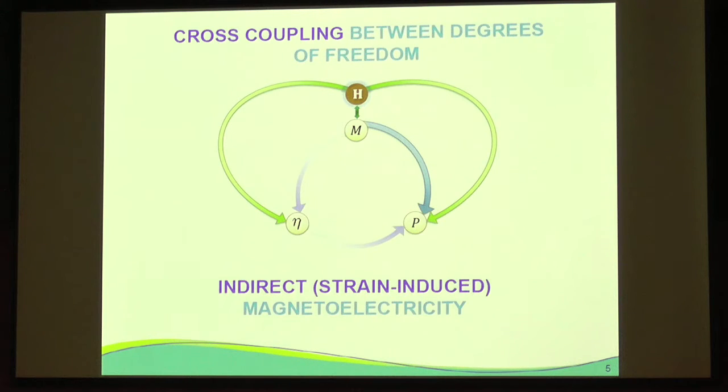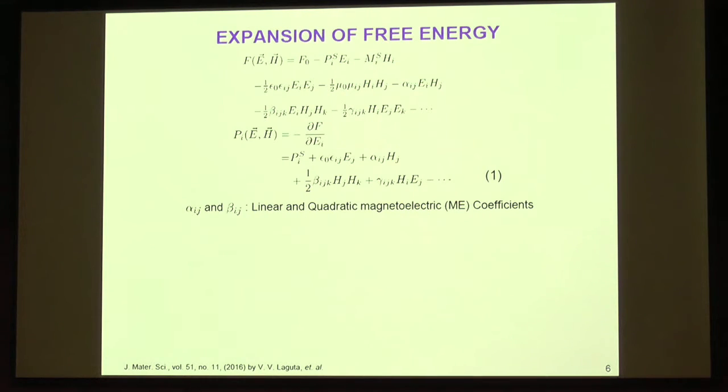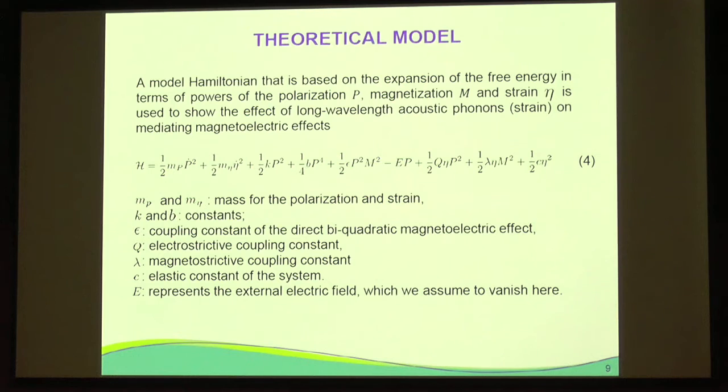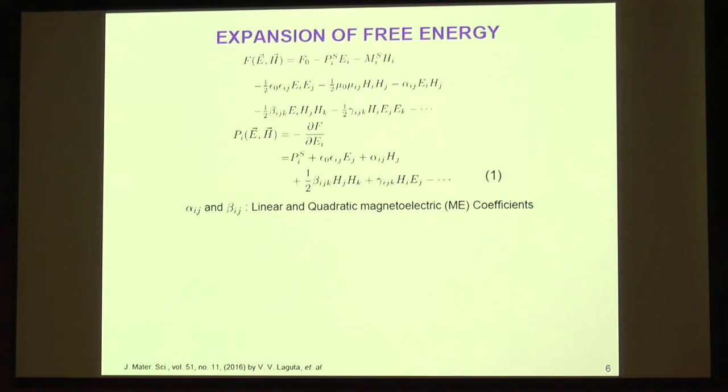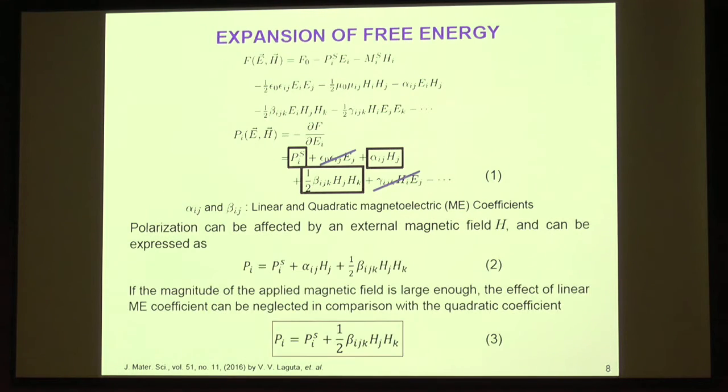So in order to see how polarization is affected by applying magnetic field, you can start with the expansion of free energy. And if you take the derivative of free energy with respect to electric field, you will get this. Here, because we are purely applying only magnetic field, we can neglect those terms having electric field involved. And we're left with the spontaneous polarization and also the linear and quadratic magnetoelectric response of the material. But it turns out in case of bismuth ferrite, if the applied magnetic field is large enough, you can also ignore the linear response in comparison with the quadratic response, which ends up having this equation here, the spontaneous polarization as well as the quadratic response.